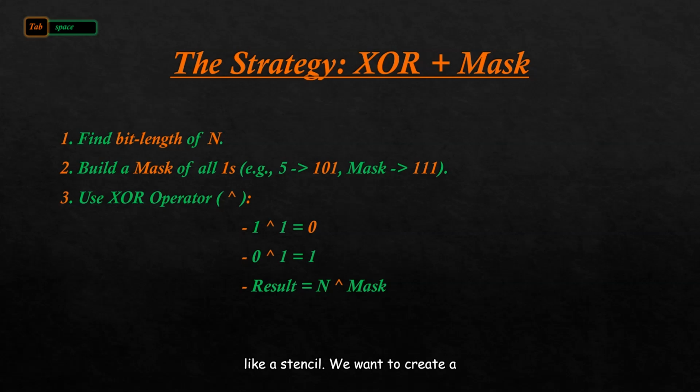We want to create a sequence of ones that is exactly the same length as our binary number. For the number 10, which is 1010, we want a mask of 1111. Why? Because of the magic of the XOR operator. In binary logic, XORing any bit with a 1 acts as a toggle. If the bit is 1, it becomes 0. If it's 0, it becomes 1. By XORing our number with our custom built mask, we get our complement without touching any of those pesky leading zeros.